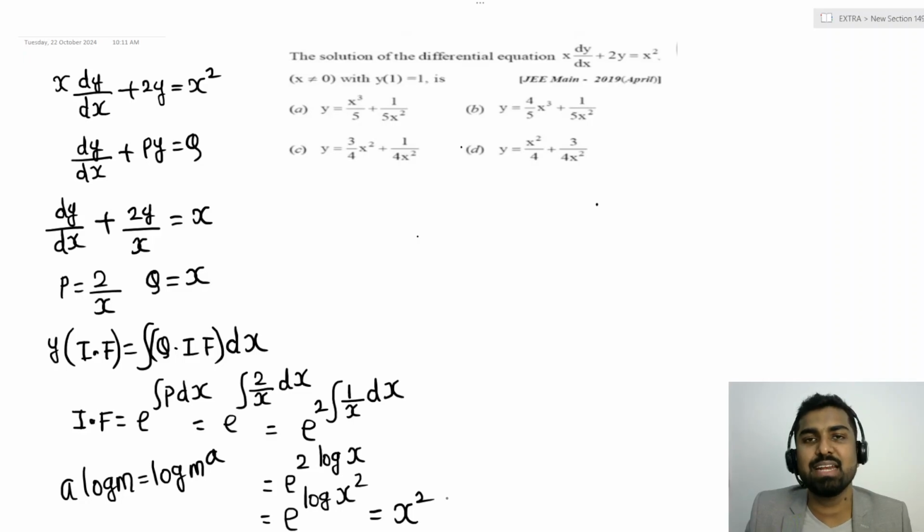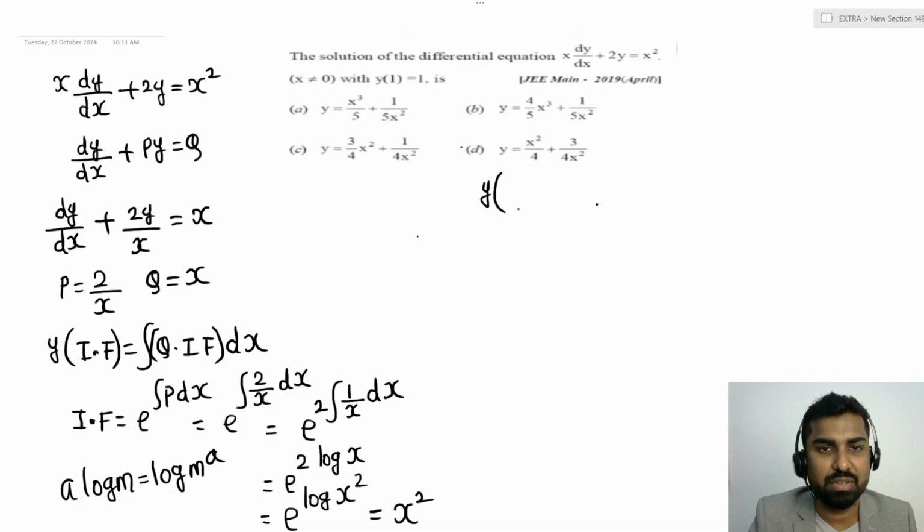After getting the integrating factor, your task is very easy. Just apply it in the solution of the differential equation. So y into integrating factor, y itself into integrating factor, which we calculated as x square, will be equal to the integral of q into integrating factor. Here q is x, and the integrating factor is x square, dx.